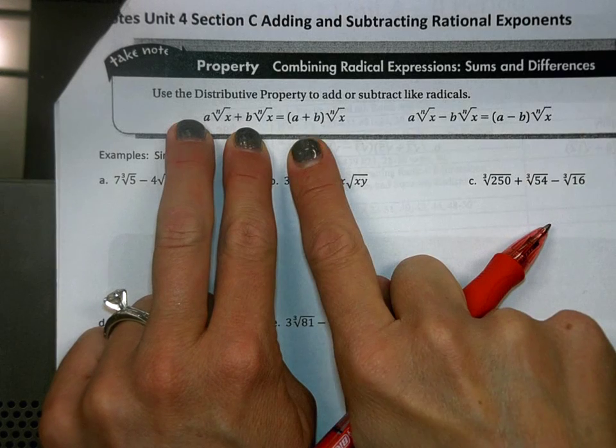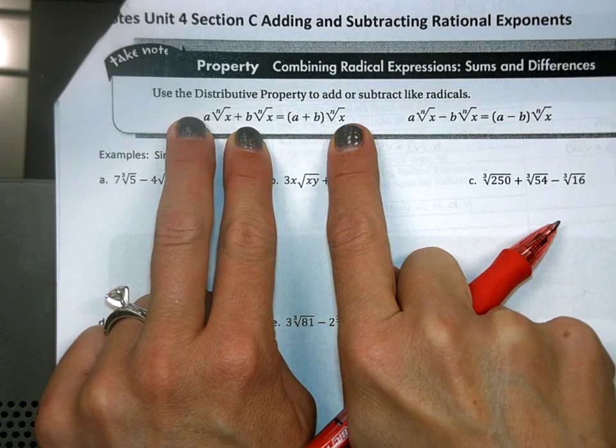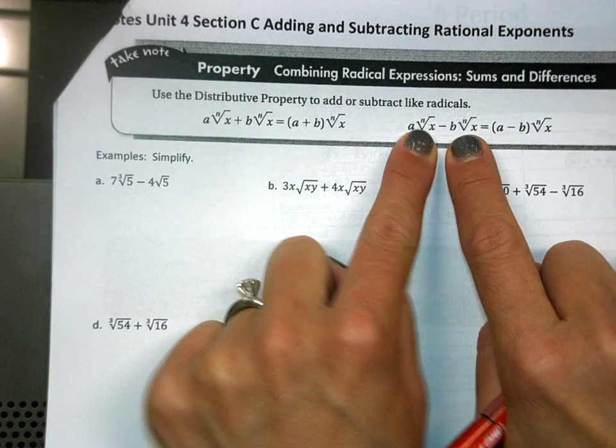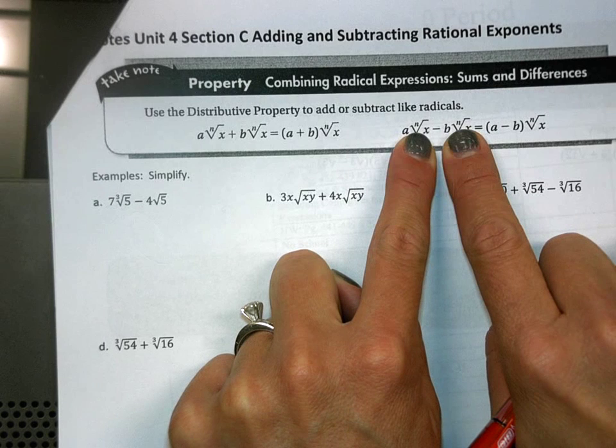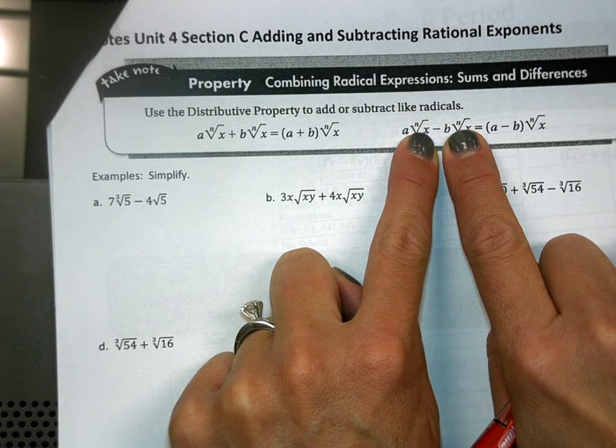Okay, so that's why they have a plus b like this, because we don't really know what a and b are. And then you would have the root at the end. Same thing, you can subtract them. The thing to pay attention to is that they have to have the same index number. If they don't have the same index number, you can't add or subtract them together.